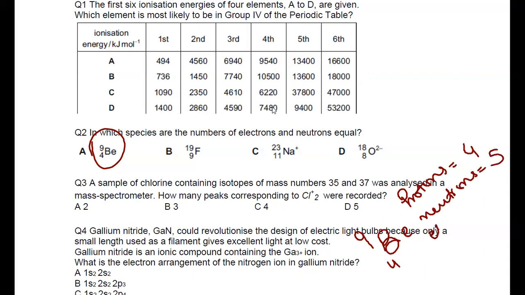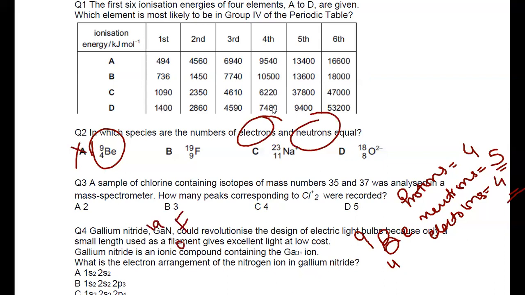And how many electrons? 4. Correct. So they're asking in which species are the number of electrons and neutrons equal? So in beryllium, neutrons are 5, electrons are 4. This is not the answer. Let's quickly move on to fluorine.